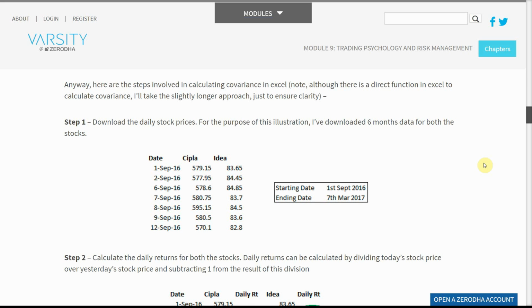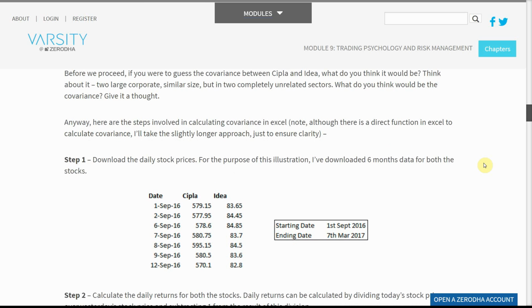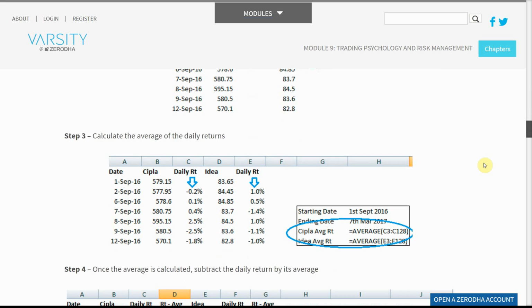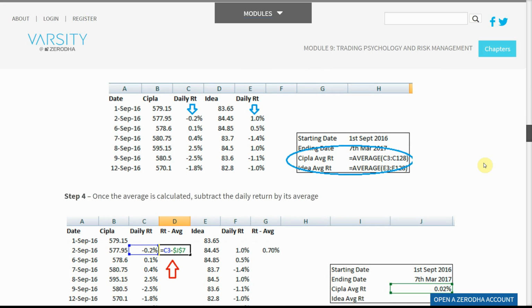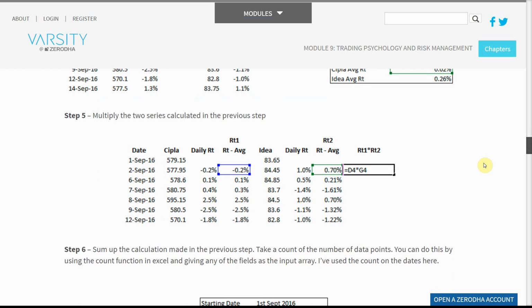Daily returns can be calculated by dividing today's stock price over yesterday's stock price and subtracting 1 from the result of this division. Step 3. Calculate the average of the daily returns. Step 4. Once the average is calculated, subtract the daily return by its average. Step 5. Multiply the two series calculated in the previous step. Step 6. Sum up the calculation made in the previous step.